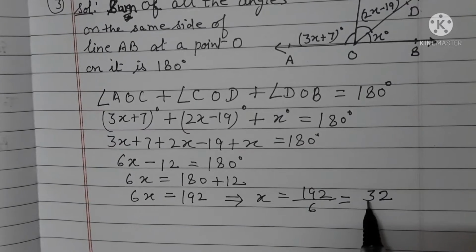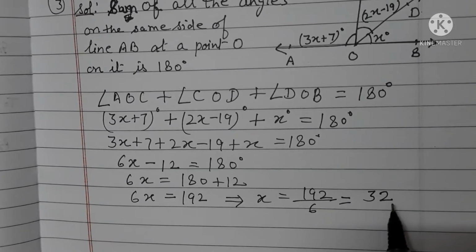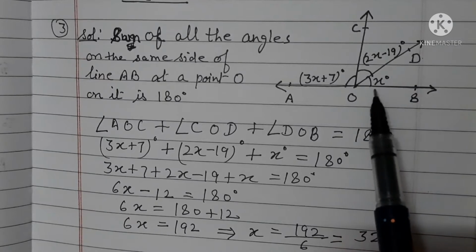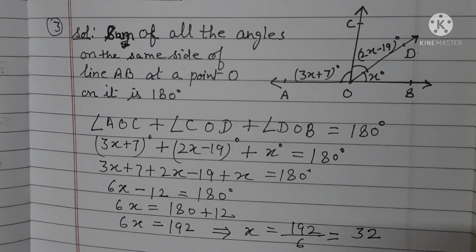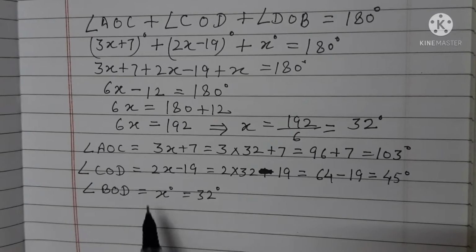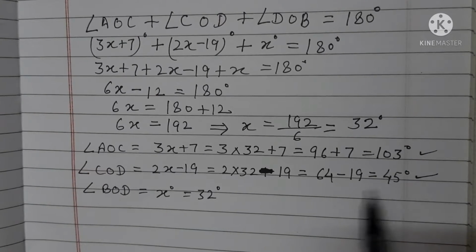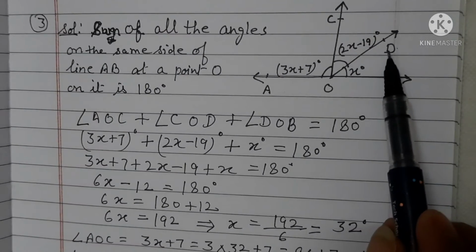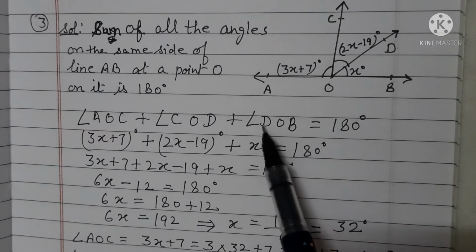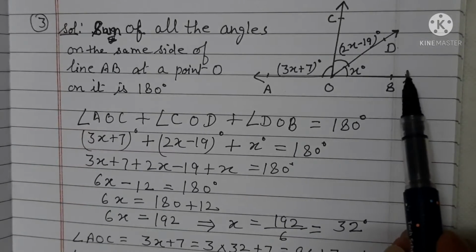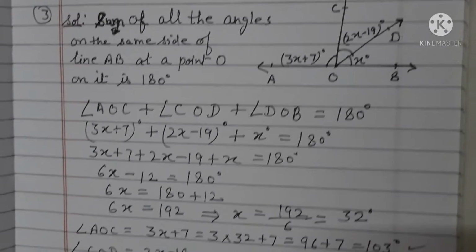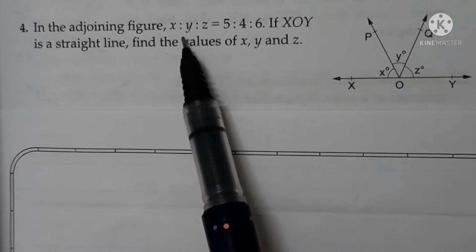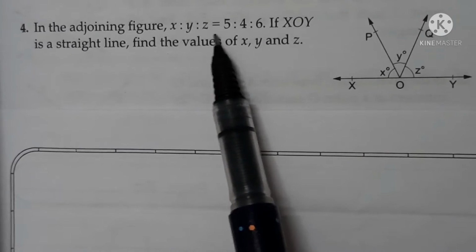You get the value of x is equal to 32 degree, and put the values in the given angles and you get 3 angles. So substitute the value. Now these are the 3 angles, and here BOD is the same as DOB. Both are the same thing. So this x degree means 32 degree. Answer.